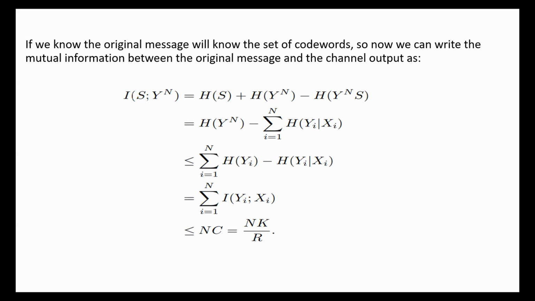This follows from the equation we proved in the previous slide, which should be less than or equal to summation of i equals 1 to n H of Yi minus H of Yi given Xi, which is equal to summation of i equals 1 to n mutual information of Yi, Xi, which should be less than or equal to NC, which is equal to NK by R.